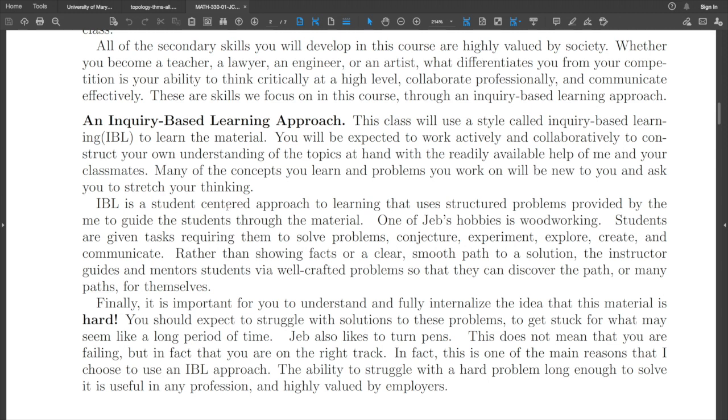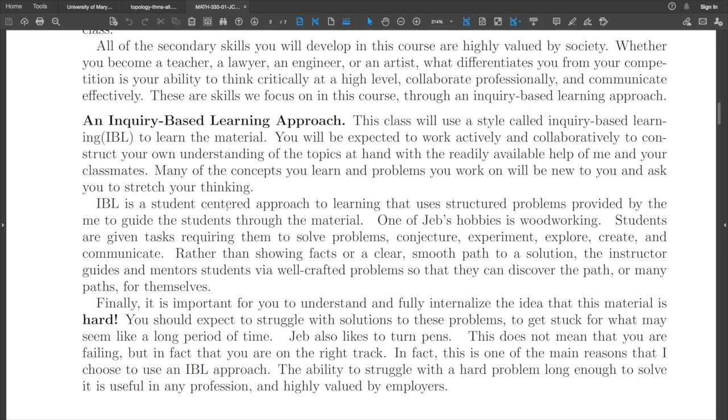Okay, so how are we going to do this? We're going to use a learning methodology called inquiry-based learning, or IBL for short. And inquiry-based learning, there's a lot of research out there, but the gist of it is that it is a student-centered method of teaching that engages students in certain activities that me as the instructor have put together to help you make sense of the material that we're going to be talking about. In this case, to help you learn how to produce proofs and how to write them up.